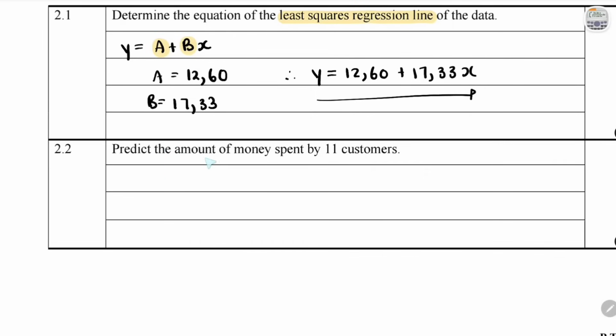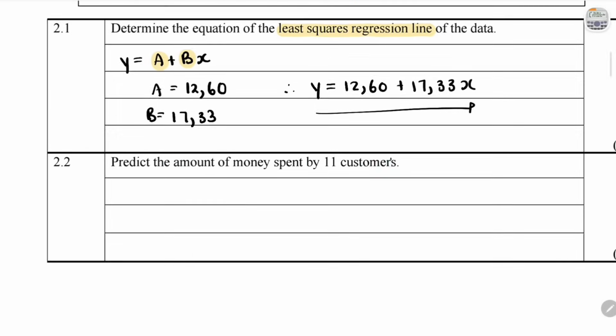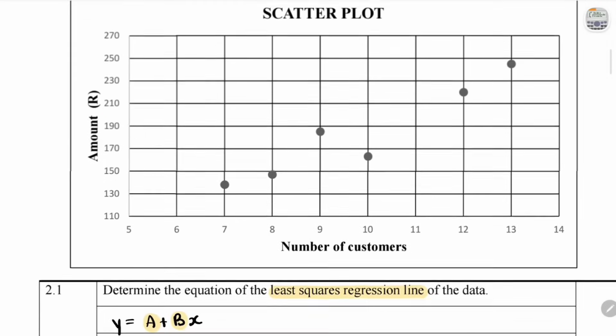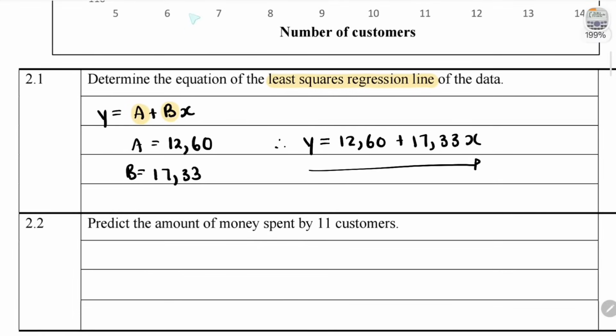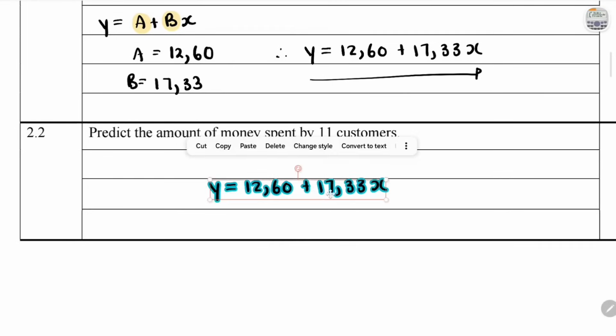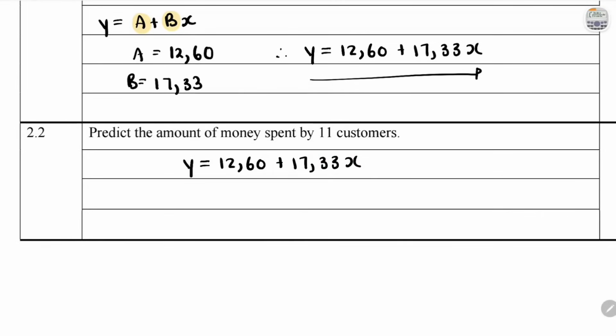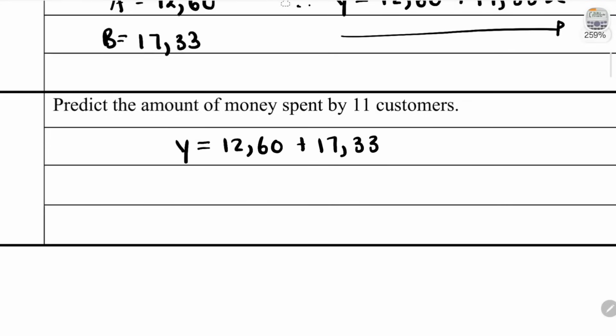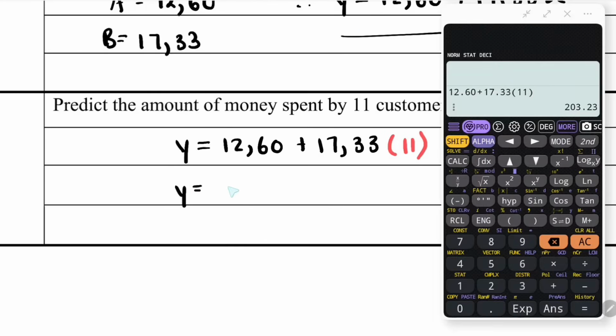Question 2.2 says, predict the amount of money spent by 11 customers. So the customers, that is specifically the x values. So we already got the equation of the least squares regression line, and we can just take that, and in place of x, since x is the customers, we can substitute 11. So this is y equals and all of that, and then times 11, and let's find out what we get here. Okay, and we can see that the amount that would be spent would be about 203 Rand and 23 cents.